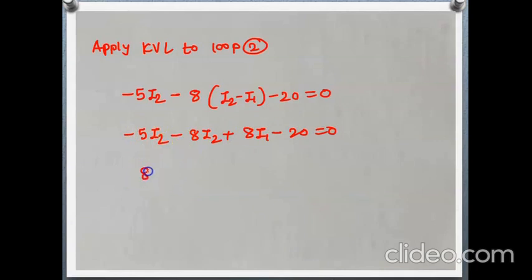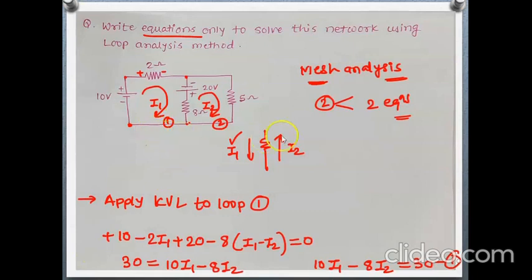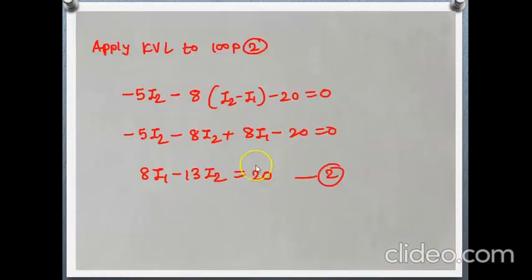This will be 8I1 minus 13I2 equals, if we take this 20 on the right side, it will be like this. This is the second equation we want. Because in this way we get two equations, because we have two loops here. This is the required equation. This is equation number 1 and this is equation number 2 that we want.